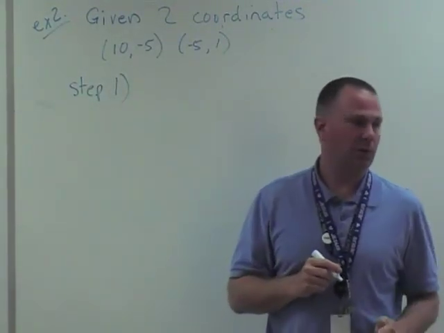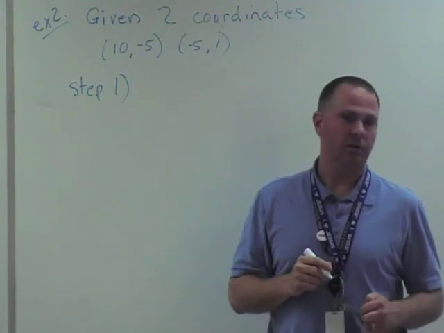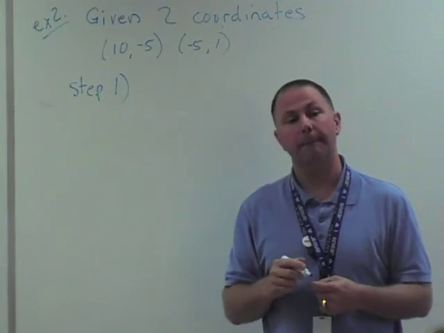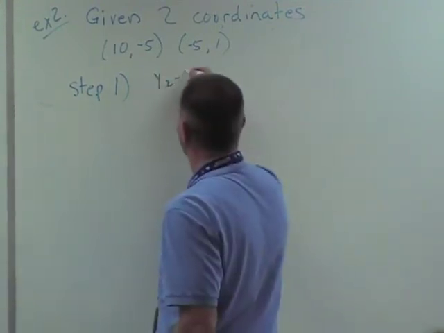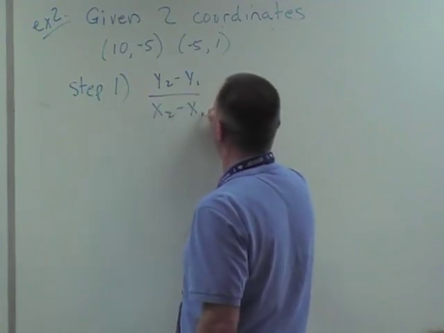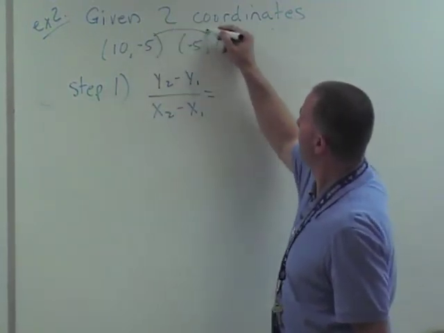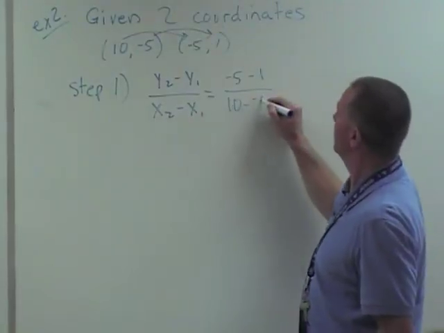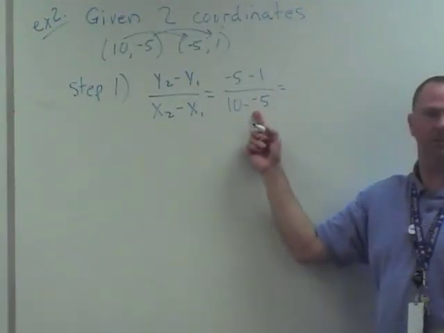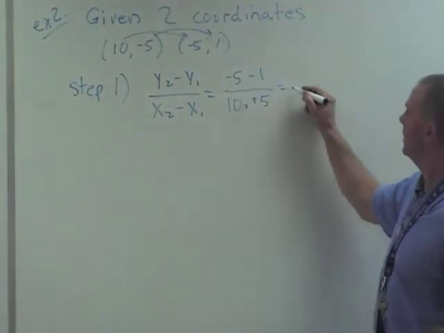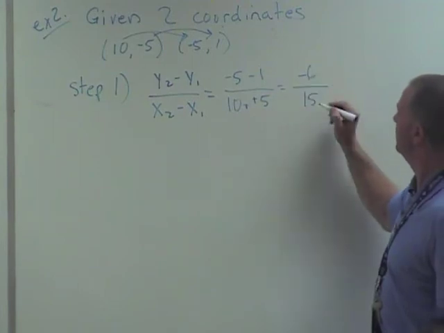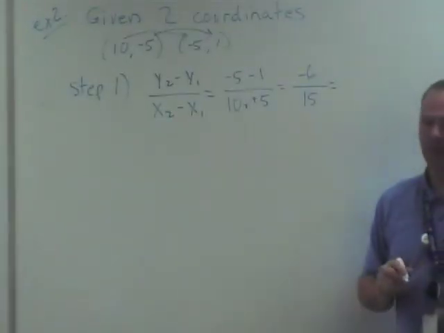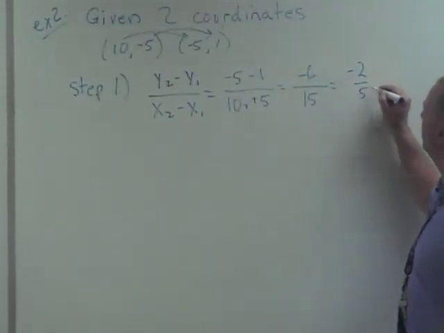How do I find the slope between two coordinates, 2 points? If you have the graph, you can do rise over run. You don't have the graph, so how do you do it? y2 minus y1 over x2 minus x1. Yeah, your slope formula. If I go left to right, let's say that's -5 minus 1, and 10 minus a -5. What's minus a negative? Plus. So here we have -6 over 15. Can that be reduced? Divide by 3, you get -2 over 5.